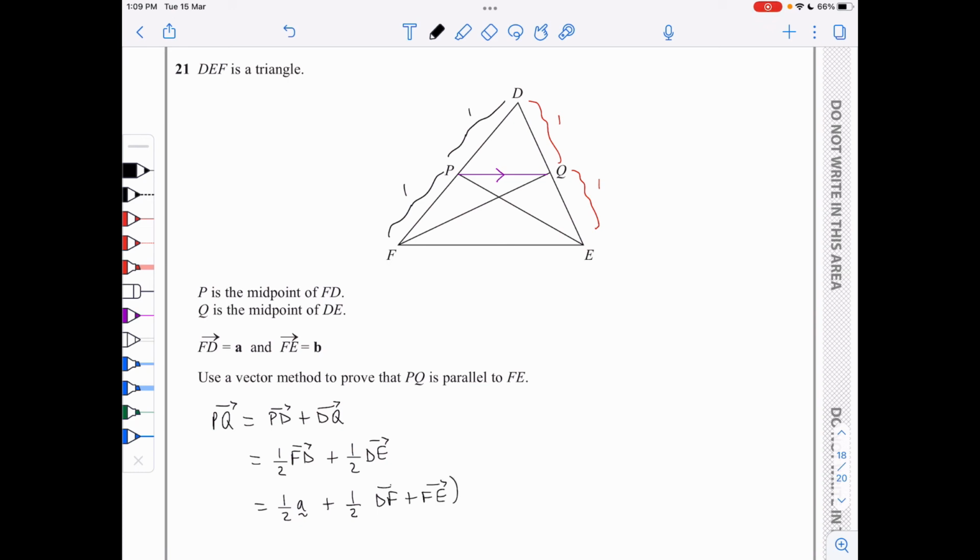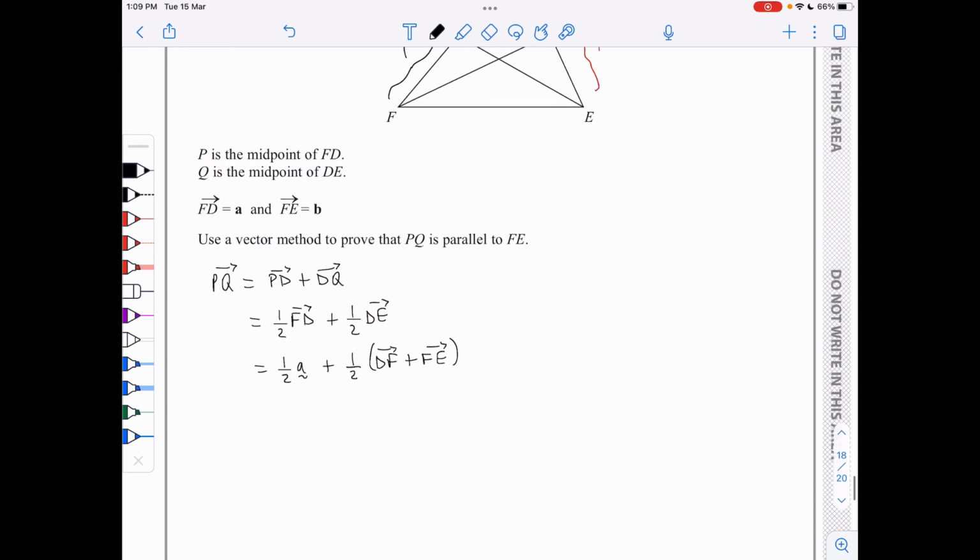We know that DF is simply minus A, and FE is simply B. So I will expand the brackets and I get a half A minus a half A plus a half B, all in all simplifying to a half B.